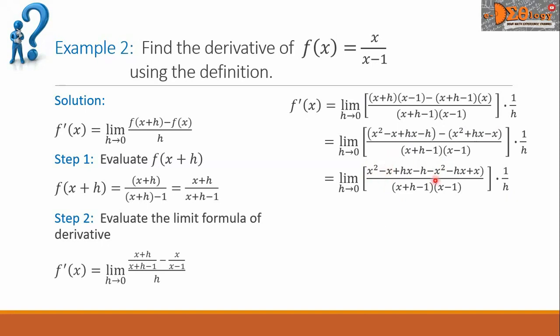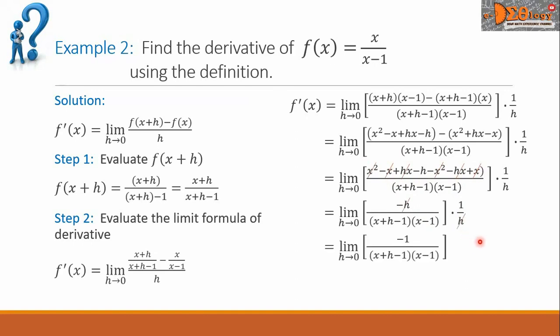We have negative x and positive x. It will be 0 also. The positive hx, and we have this negative hx. If we remove those terms, we can simplify our fraction here into simply negative h. This negative h in our numerator now and the h in the denominator can cancel each other. So writing again our fraction, the simplified form, into negative 1 all over this denominator.